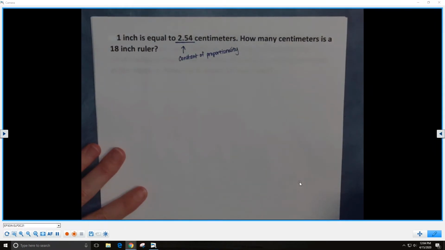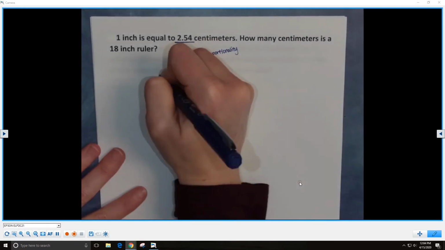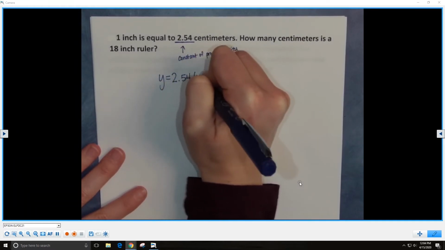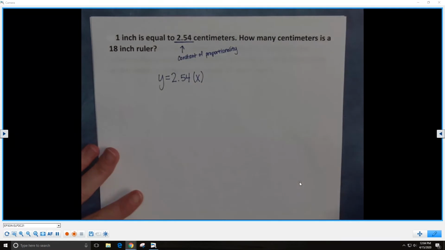Now we need to write our equation. Remember that the equation is y equals kx, and k is the constant of proportionality. So y equals 2.54 x. Remember here also that y is the number of centimeters and that x is the number of inches. So now that we have our equation, the problem asks us how many centimeters is an 18-inch ruler. So using the equation, we can solve in order to figure out the number of centimeters.